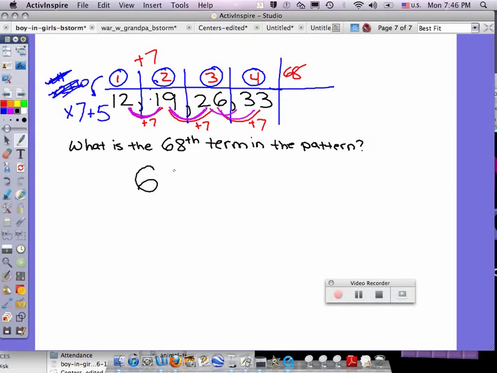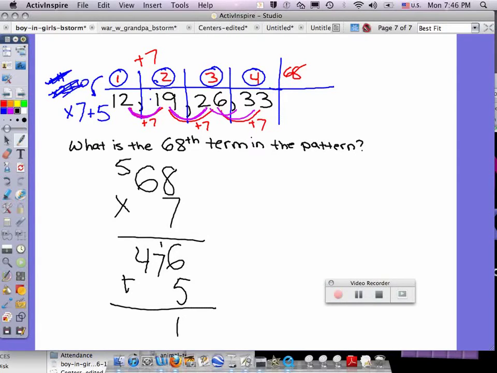68 times 7. 8 times 7 is 56. You should know this quickly. Carry the 5. 7 times 6 is 42. Plus 5 is 47. That's 476. Plus 5, don't forget the rule. That's 481.